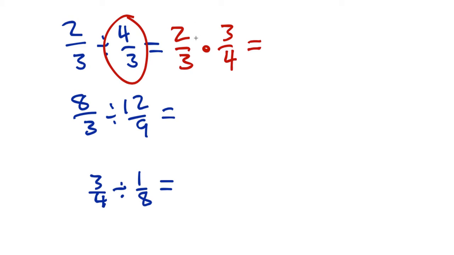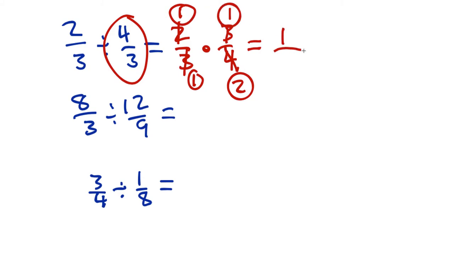And what can we do with multiplying fractions? We can cross cancel. I love it. 2 and 4 are both divisible by 2. 2 is a factor of both. This becomes 1, this becomes 2. Oh, 3 and 3 cross cancel. Boom. 1 and 1. We multiply what's left. 1 times 1 is 1, 1 times 2 is 2. That equals 1/2.